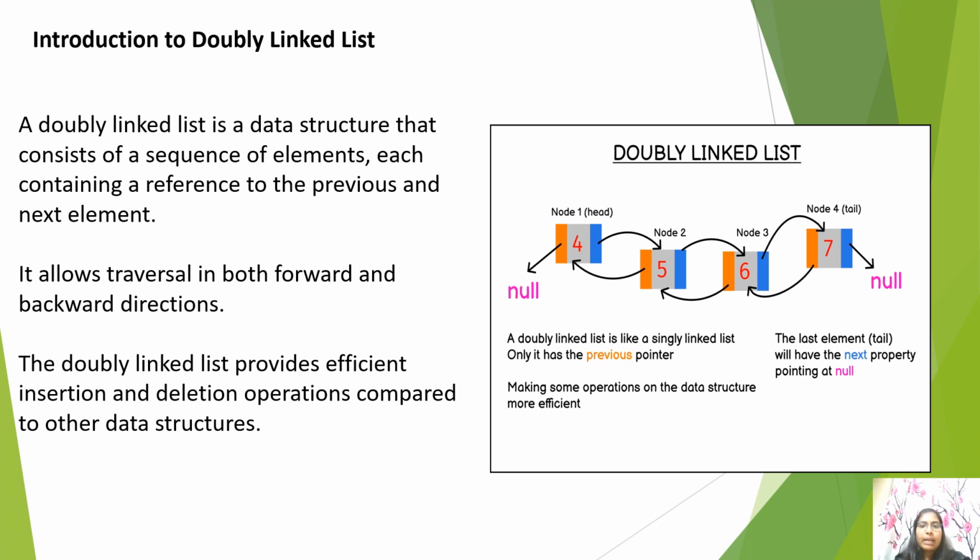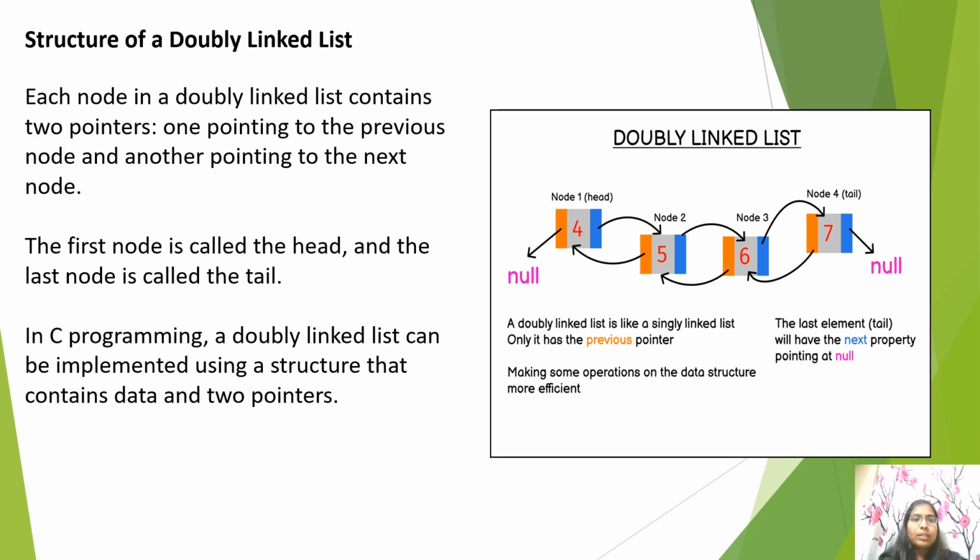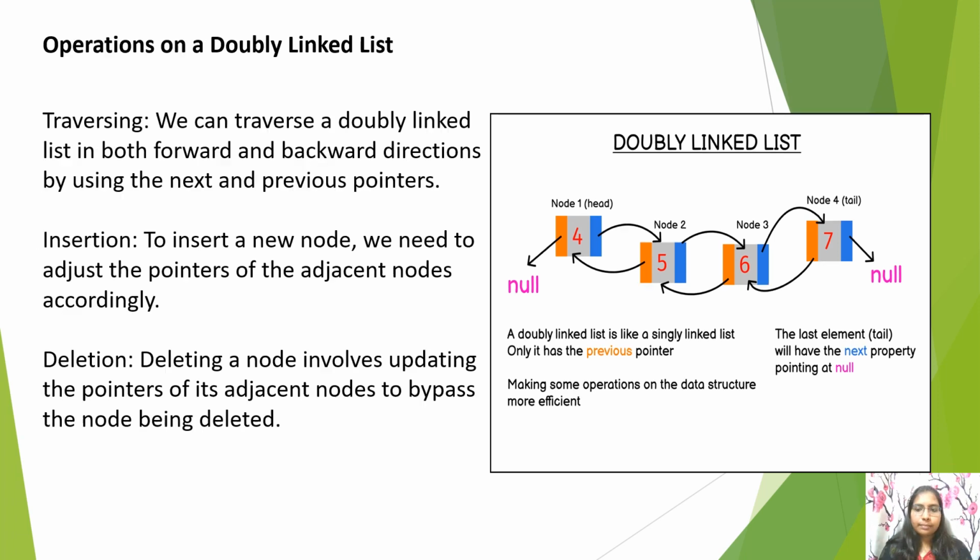Here, an example has been provided of how doubly linked list representation is done. Structure of a doubly linked list. Each node in a doubly linked list contains two pointers, one pointing to the previous node, another pointing to the next node. The first node is called the head and the last node is called the tail. In C programming, a doubly linked list can be implemented using a structure that contains data and two pointers.